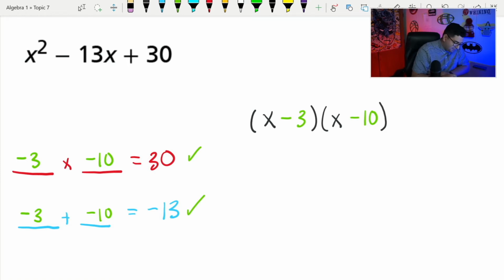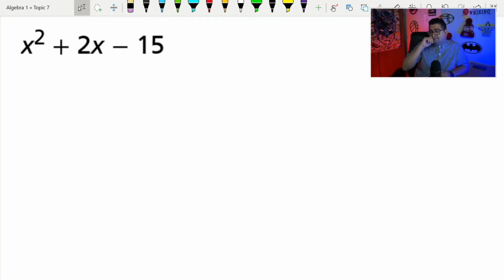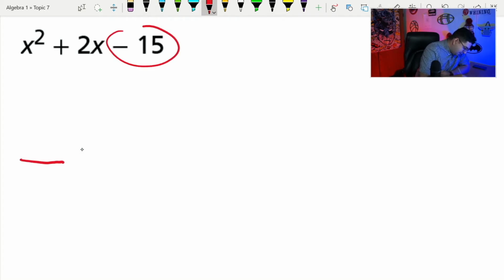Let's go ahead and keep moving. Let's do another example. So here I have x squared plus 2x minus 15. Again, it's a different case because now I need their product to be negative. When I multiply these two numbers, I need their product to be negative, and I need them to add up to a positive number. So a little different this time around. I need two numbers that multiply and get me a negative 15, but then I want to add those same two numbers and get a positive 2.